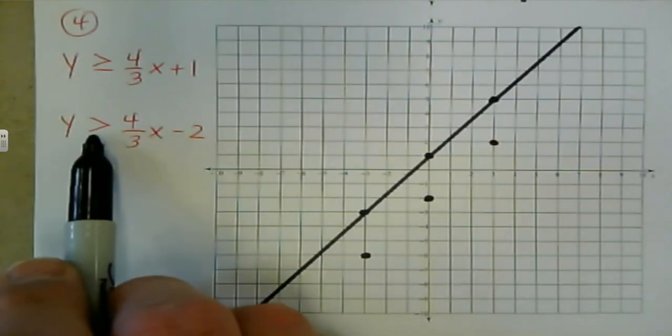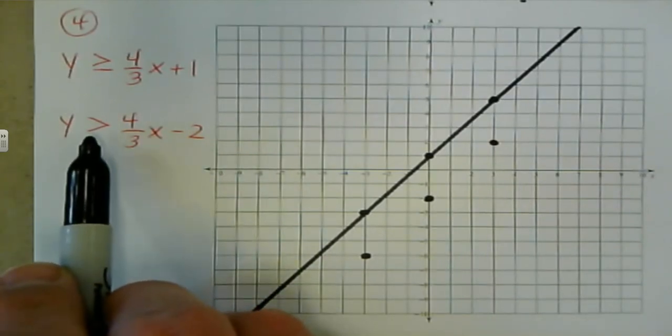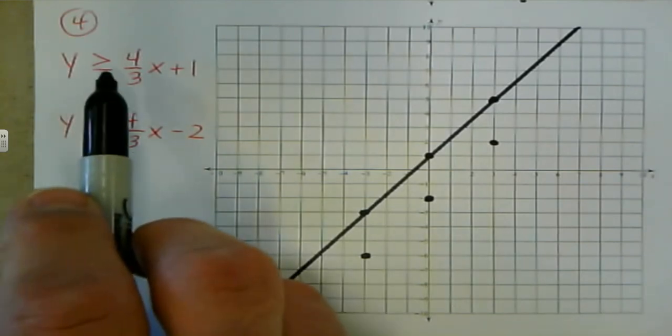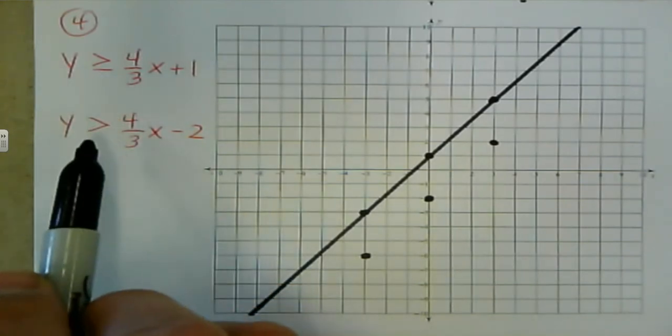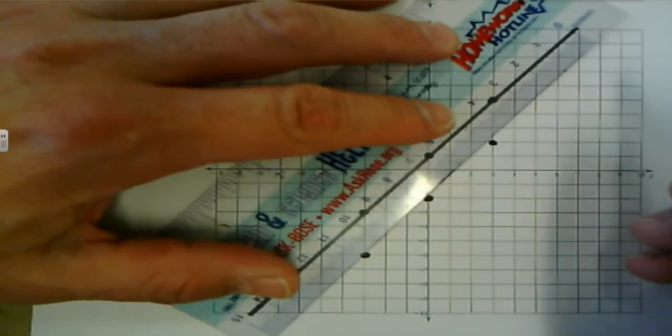All right, but this one, dotted or solid? Dashed or solid? It's dashed because there's no line. See, this one's a line because it has a line. This one's dashed because it does not have a line.